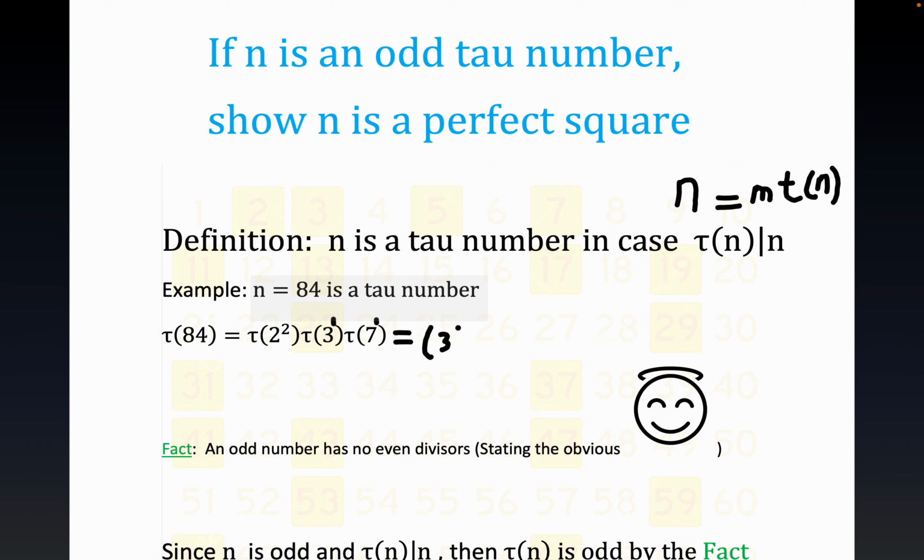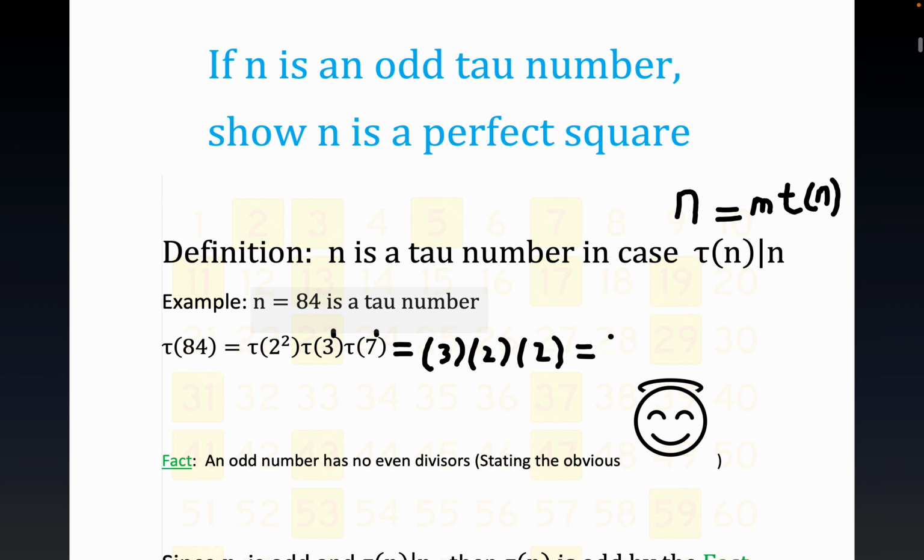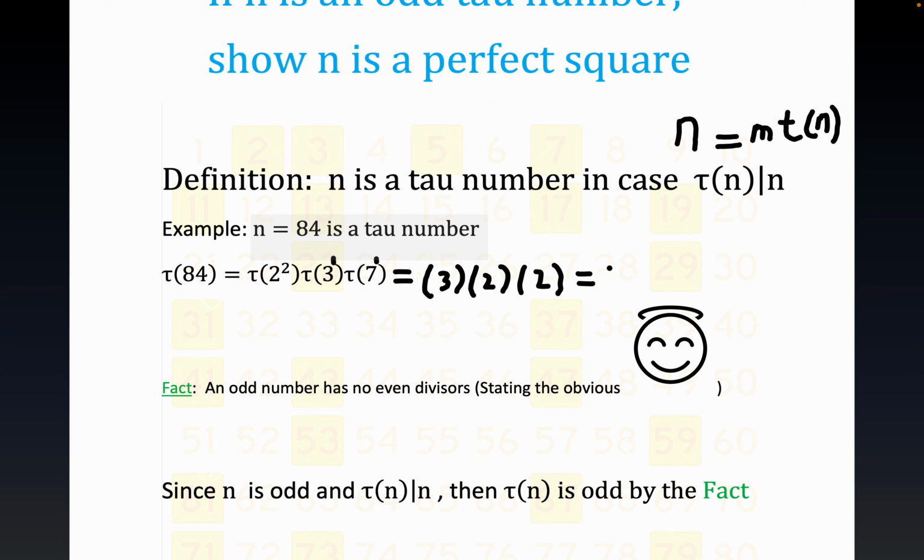Now you can list all the divisors. That gets a little onerous though for larger numbers. So it's better to work from the prime factorization, generally speaking. So 3 times 2 times 2 is 12. Equals 12. So y'all, we see that that makes it a tau number just by this notation. So this is 12.